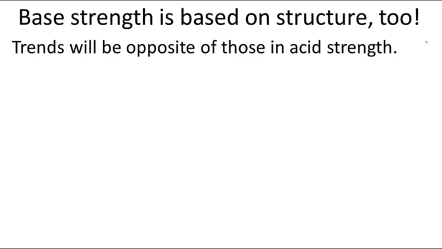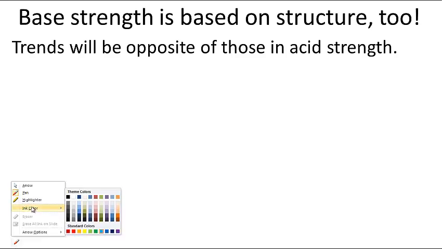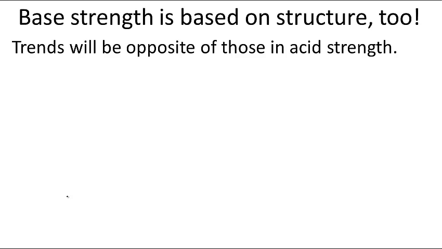So what were the trends? We saw that atoms further to the right in the periodic table, when hydrogen is bonded to an atom further to the right, it's more acidic. So when you're looking to bond a hydrogen to an atom further to the left in the periodic table, that's going to be a more basic base.